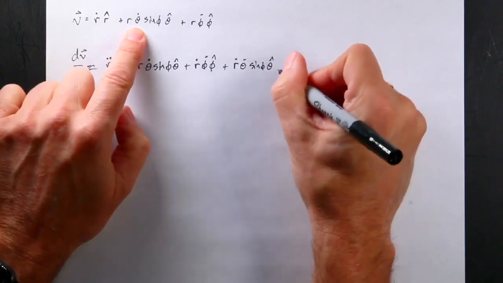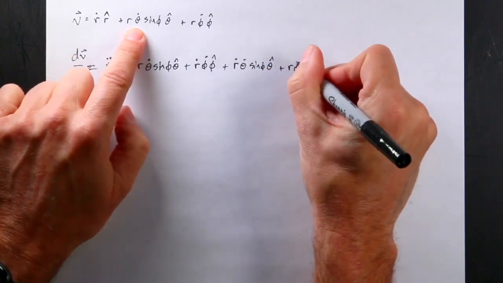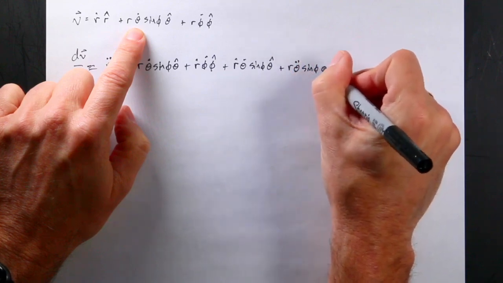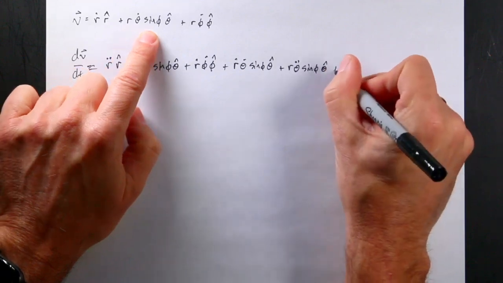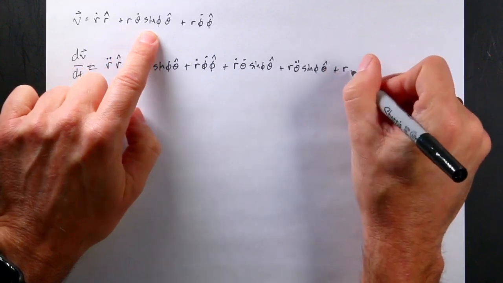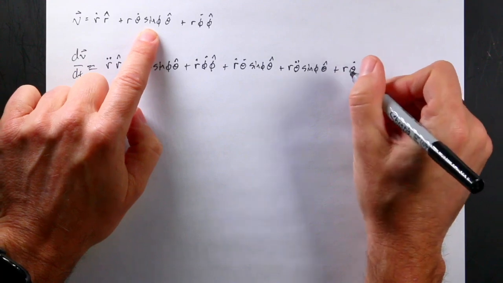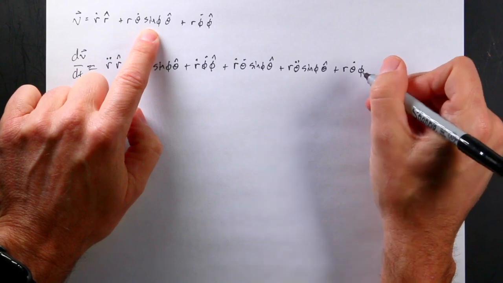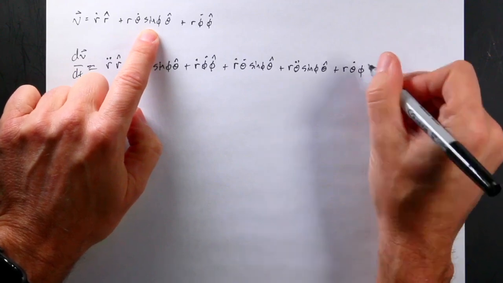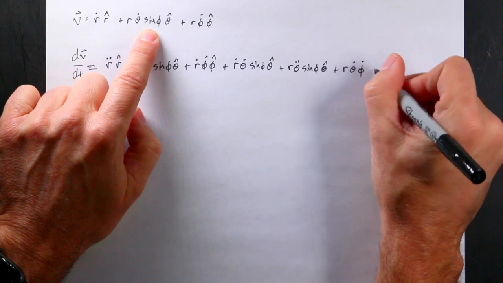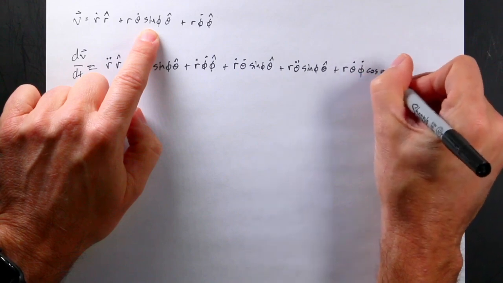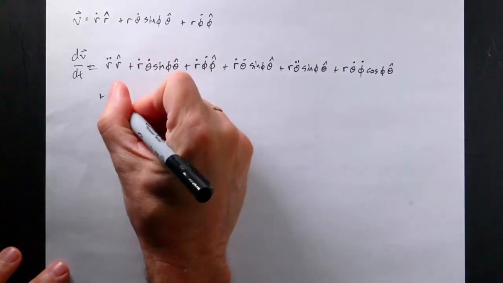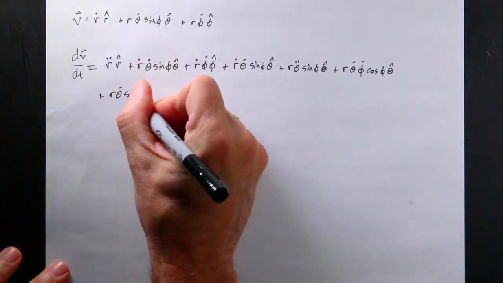Now I'm going to do this term: plus r theta double dot sine phi theta hat. Now I'm going to do this term: plus r theta dot. When I take the derivative of this, I'm going to get another phi dot, because the derivative of sine phi is cosine phi dot. So there's my phi dot cosine phi theta hat. Now finally this one, plus all that stuff, r theta dot sine phi.